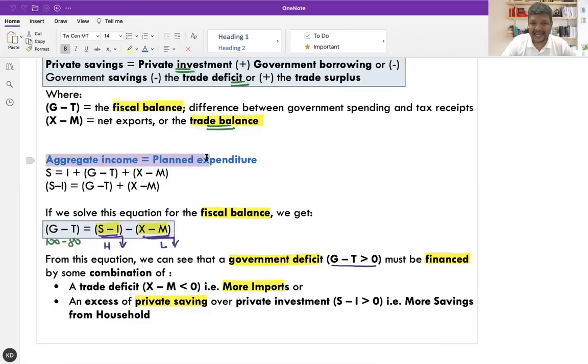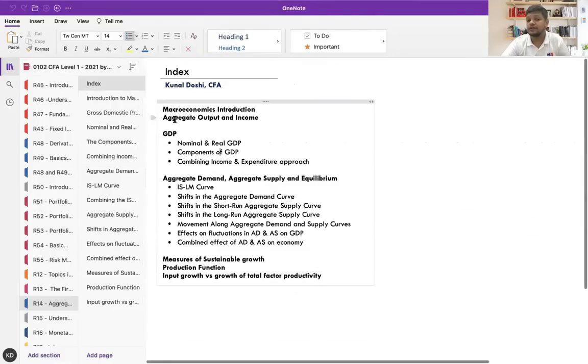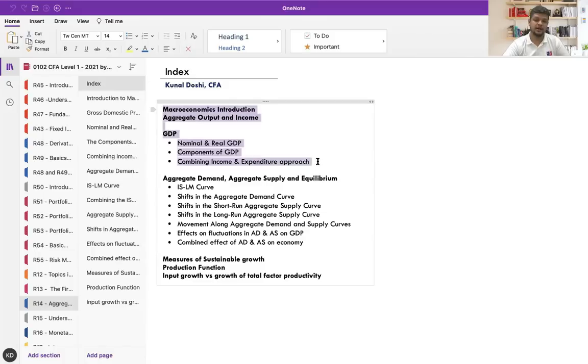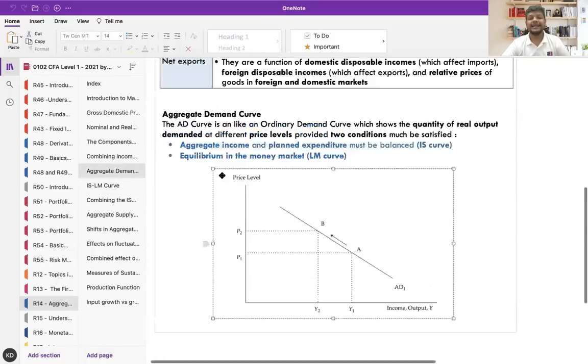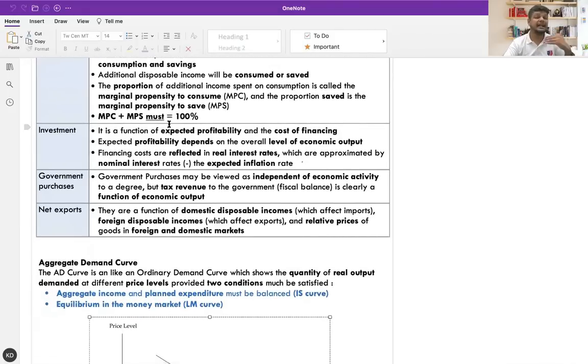All this is because aggregate income equals planned expenditure. Planned expenditure is nothing but where your economy is planning to spend. Clear? Well, this is what we need to remember from the index point of view, this is what we've covered. Now we will be going in detail to cover what happens to the overall demand and supply in the economy, and what are its effects on the components exactly that you saw: consumption, investment, spending, taxes, exports and imports.